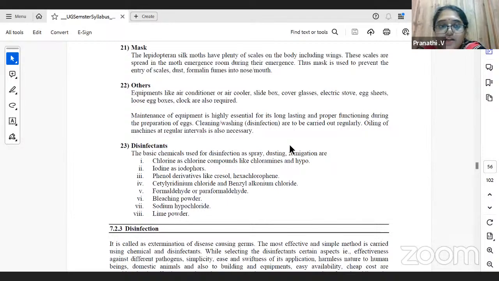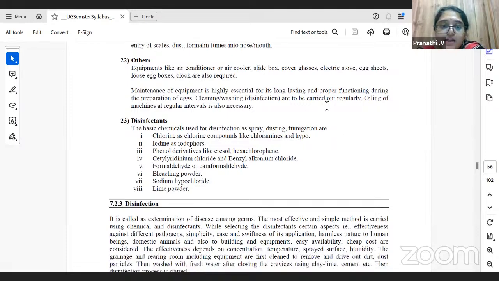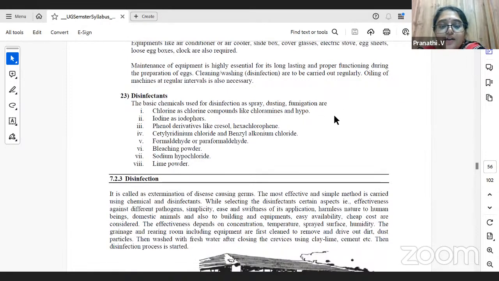Of course, preservation of the eggs, preparation of the eggs, right from mating to egg laying to preservation of the eggs to cocoon formation to the pupal formation, all of it. And everything should have proper disinfection regularly performed. Everything should go well. What are the different kinds of disinfectants that are used?